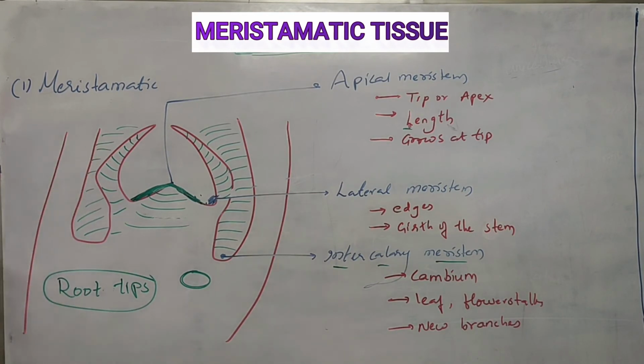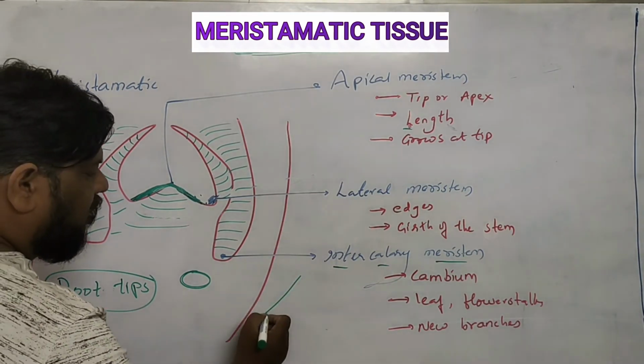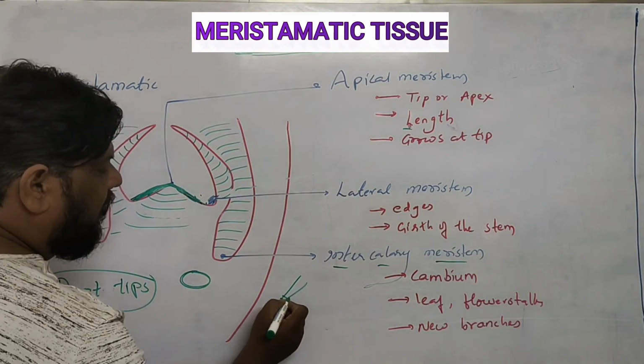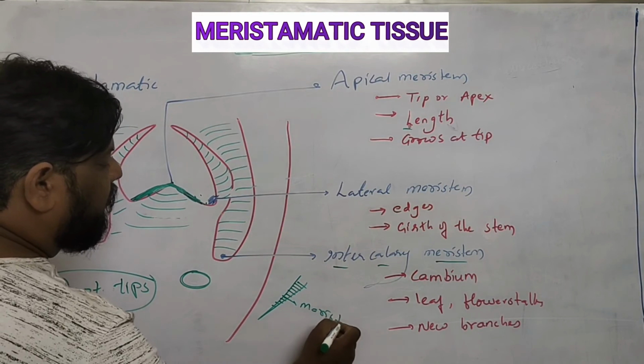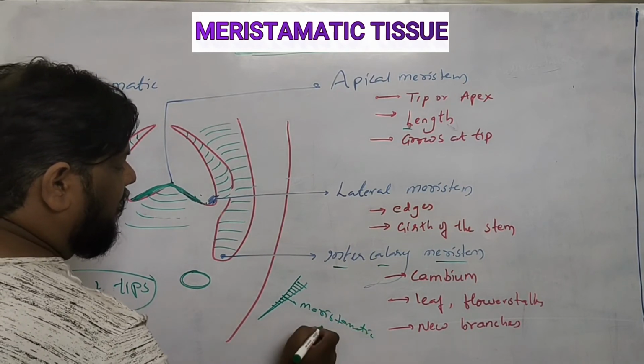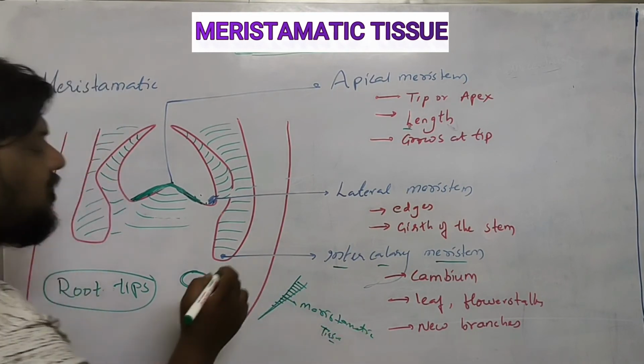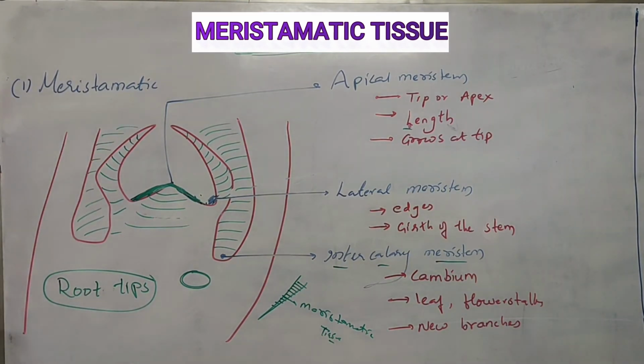See, the root will keep on growing. So the tip of this root also will have the meristematic tissue. Because it is having the meristematic tissue, it is able to grow. So meristematic tissues will help in the growth of the plant. So which tissue will help in the growth of the plant? Meristematic tissue.